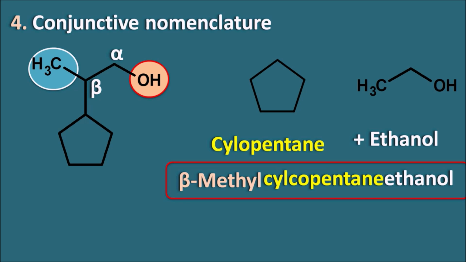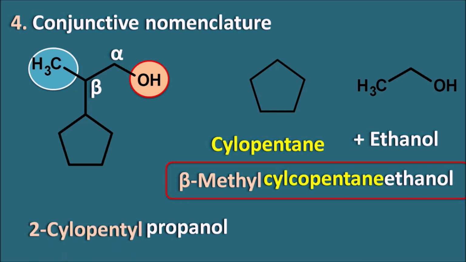Now let us write this name by substitutive nomenclature. When we use the substitutive nomenclature, we have to identify the principal functional group present in the longest chain. So here the longest chain is 3 carbons. So this is propanol. Now this propanol has a side chain at the second position, that is a cyclopentyl. So 2-cyclopentyl propanol. That is the substitutive nomenclature.